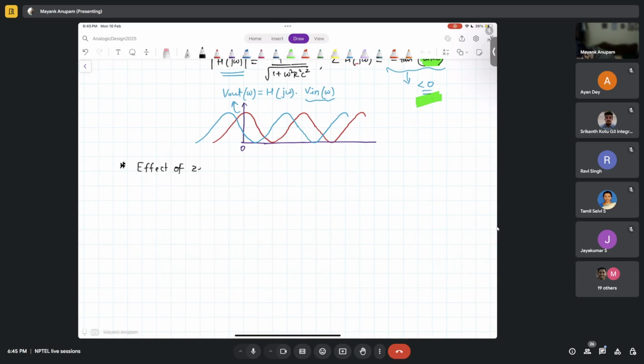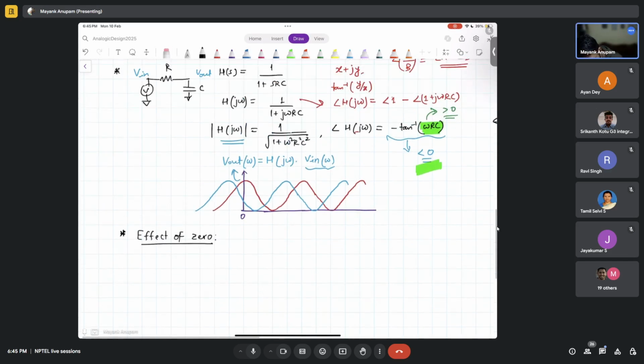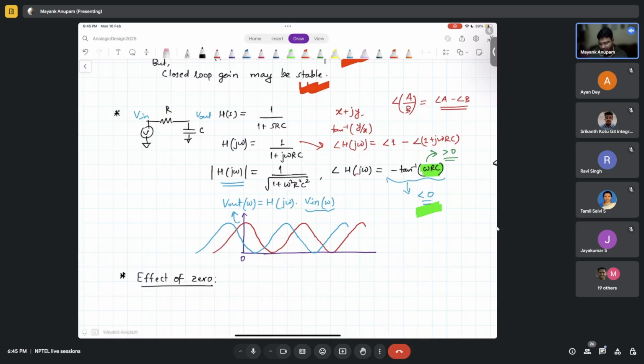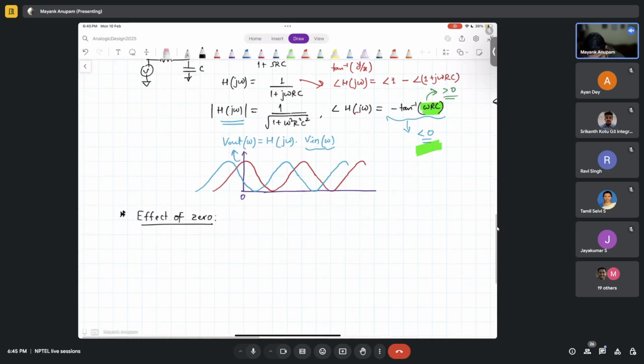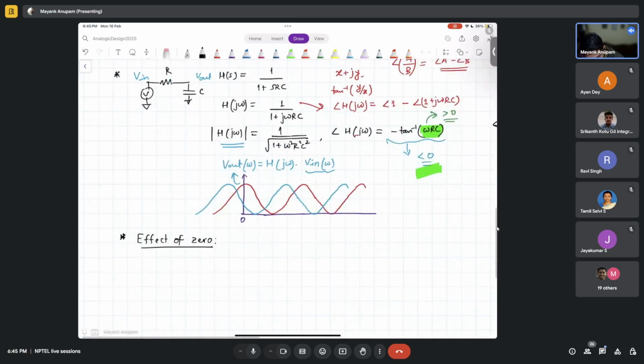Okay. So we want to understand the effect of a zero in the system. Our friend said that the zero can delay a system if it is present in the right half of the S plane, and it can advance a system if it is present in the left half plane. Let us try to understand how it does that.